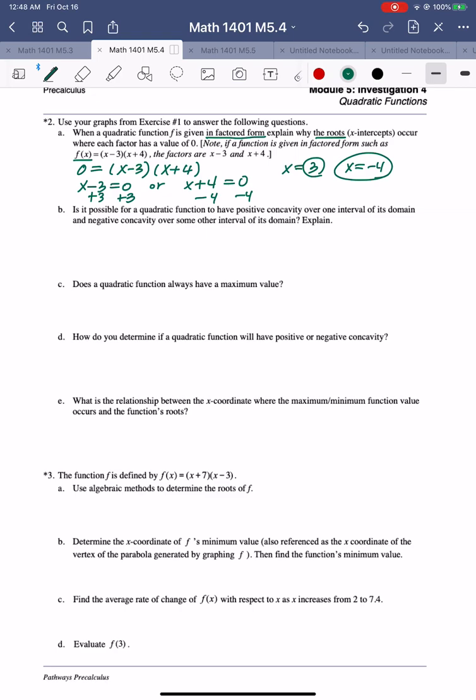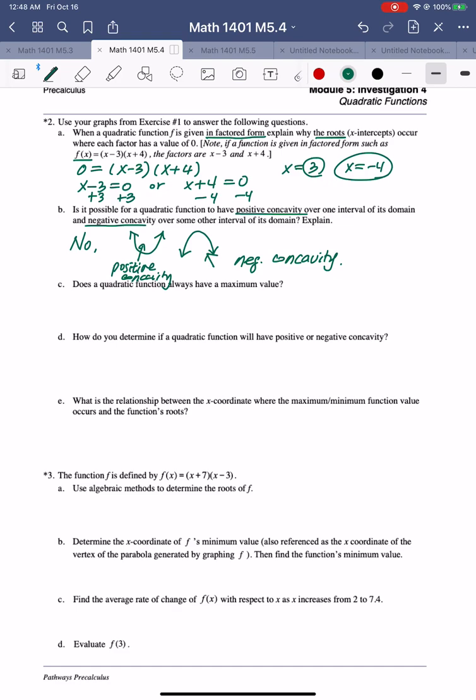B. Is it possible for a quadratic function to have a positive concavity over one interval of the domain and negative concavity over some other interval of the domain? I want to say no, because a quadratic function is always a parabola, which is either going up or going down. This one we call positive concavity. And the second one is negative concavity. So the parabola is only going to have positive concavity or negative concavity. You cannot get both. So it's not possible. If you have positive concavity and negative concavity, that's not going to be a quadratic function.